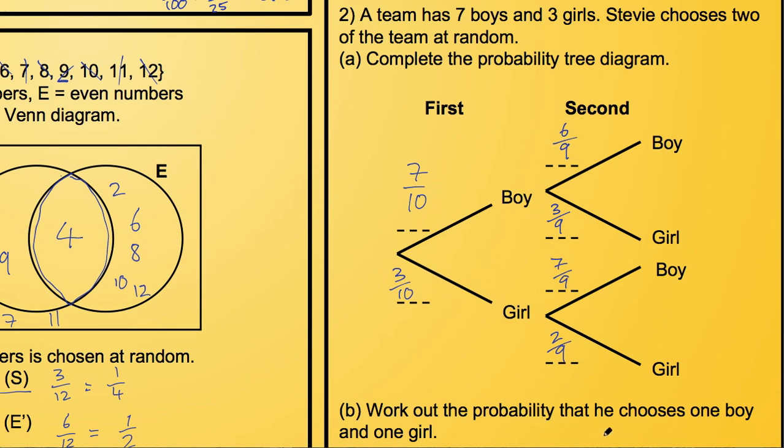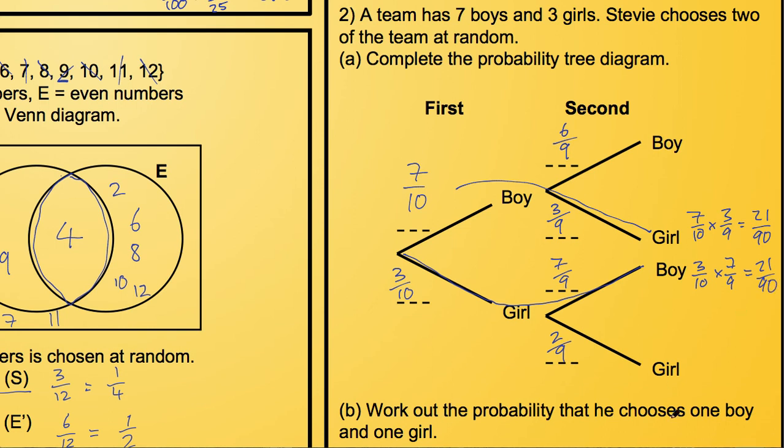Work out the probability that he chooses 1 boy and 1 girl. Well, that can happen in 2 ways. Either it can be boy followed by girl, this branch here, so we've got 7/10 times 3/9, which is 21 out of 90. I wouldn't simplify it at this stage, I'd just leave it as it is because we're going to be adding things later. The other way of doing it would be picking a girl followed by a boy, which is 3/10 times 7/9, which is also 21 over 90.